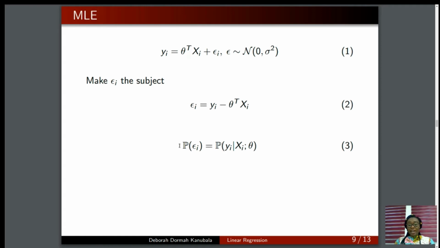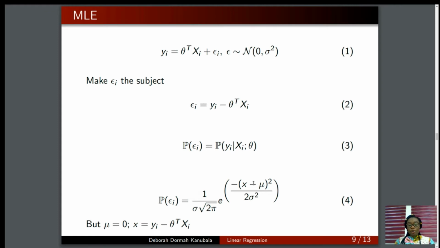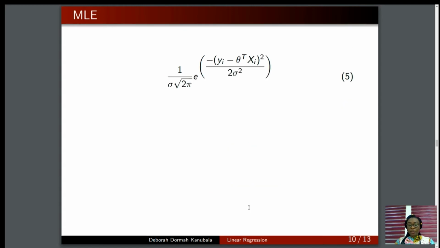Now we want to find the probabilities of this, and since this follows a normal distribution, the probability density function of the normal distribution is given as this, as we can see in equation 4. In this probability density function of a normal distribution, the x will refer to our value of epsilon i, and the mu we already know is equal to 0. So we just replace these values in equation 4, then we have our equation 5 as shown here.